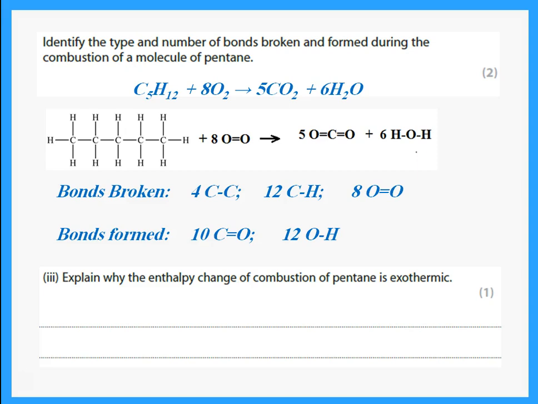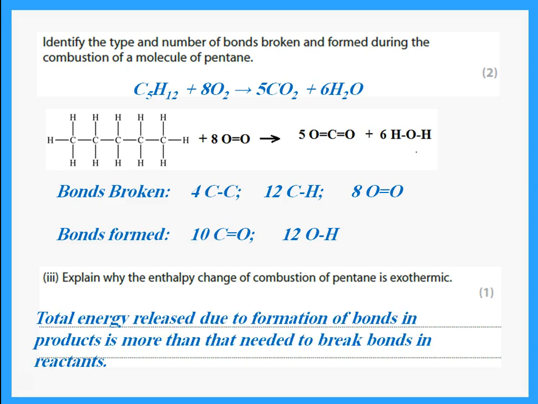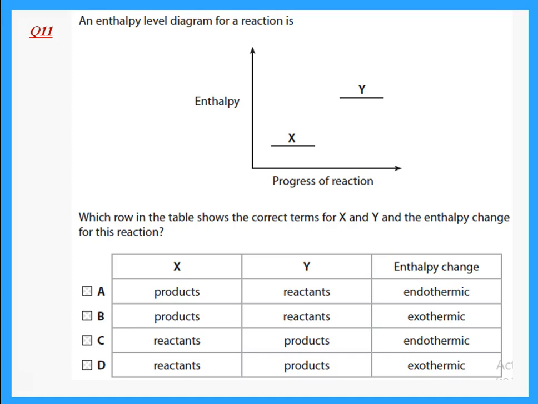Now he's saying explain why the enthalpy change of combustion of pentane is exothermic. Remember that any reaction is exothermic if the energy released due to formation of bonds in the products is more than that needed to break the bonds in reactants. So always if he says why is a reaction exothermic, then that means that more energy is released due to formation of bonds than the energy needed to break the bonds in the reactants.